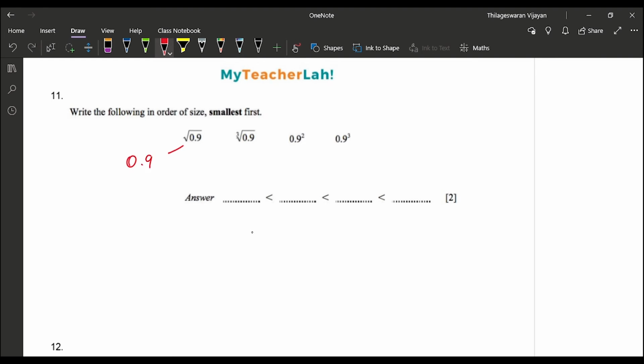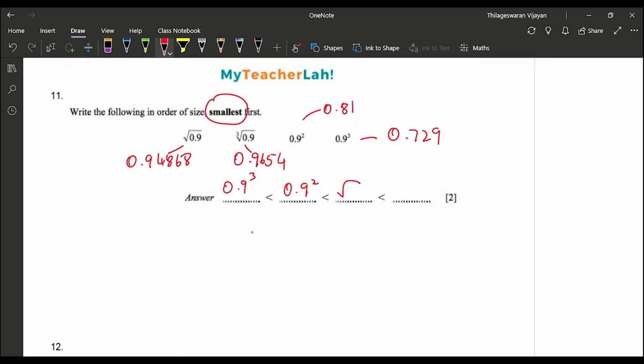So this should be 0.94868. This gives you 0.9654. This gives me 0.81. This gives me 0.729. They want the smallest number. This one, so it's 0.9 cubed, then 0.9 squared, so this is smaller, and root 0.9, and finally cube root of 0.9. So this is the largest, and this is the smallest.